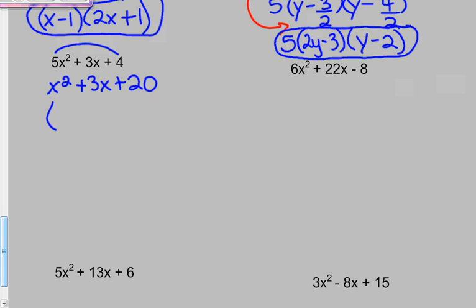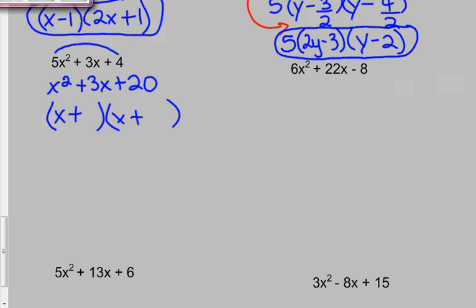Now we'll factor this one like we know how to. X and x, they're both positive, so it's x plus and x plus. Two numbers that multiply to get 20, but add to get 3. Now at this step, you may be going, there's nothing that you can multiply to get 20 and add to get 3. And you would be correct.